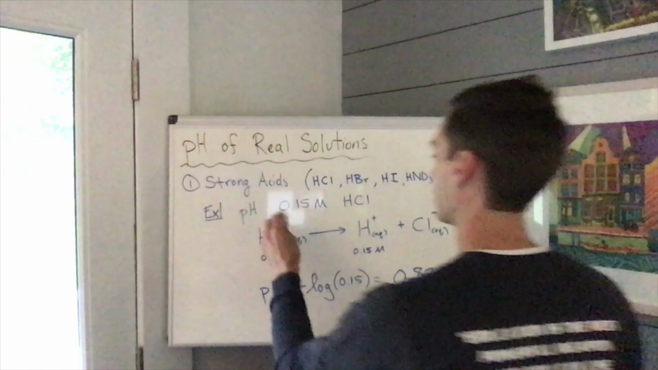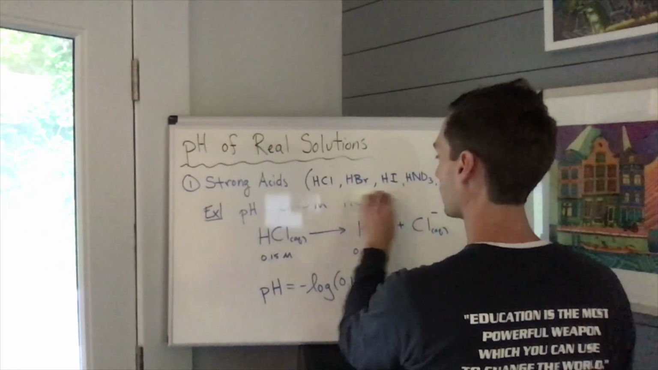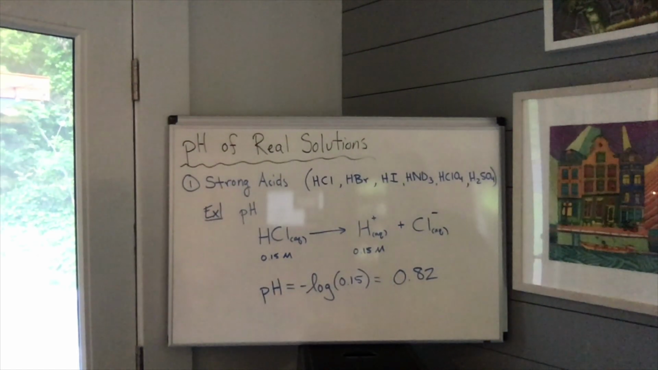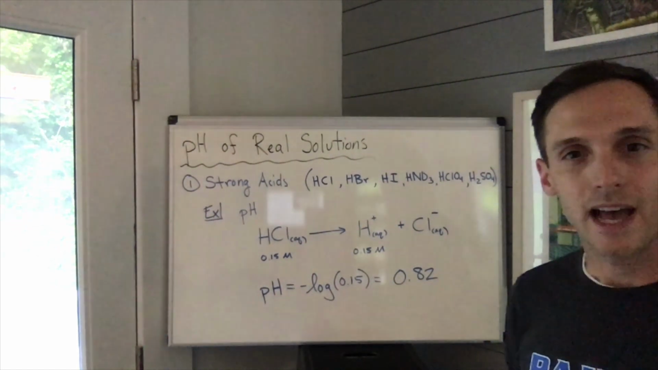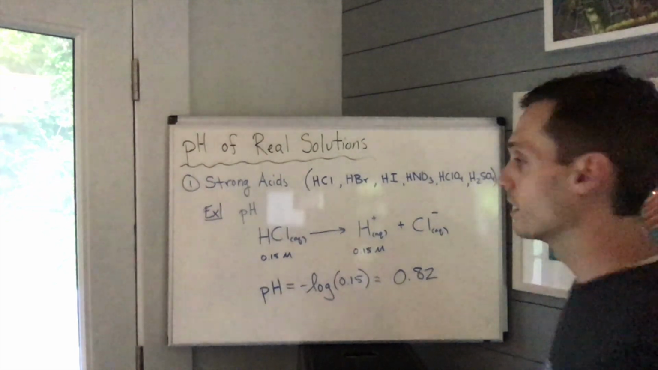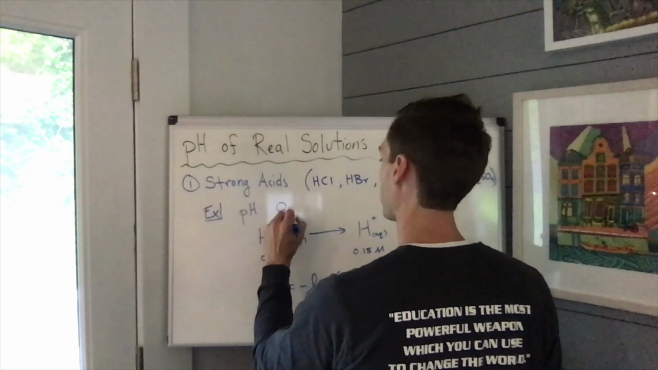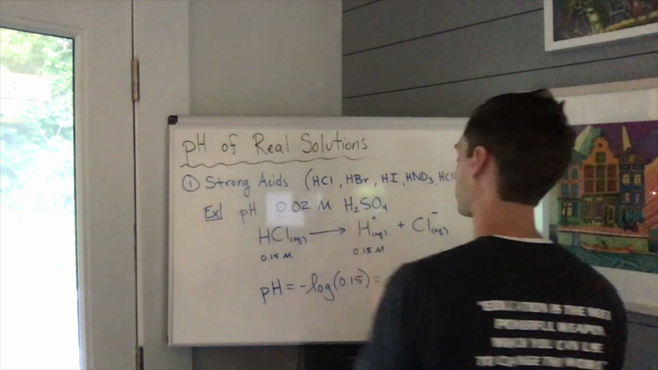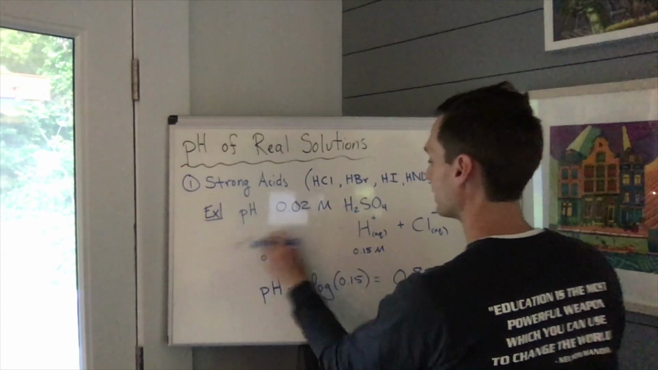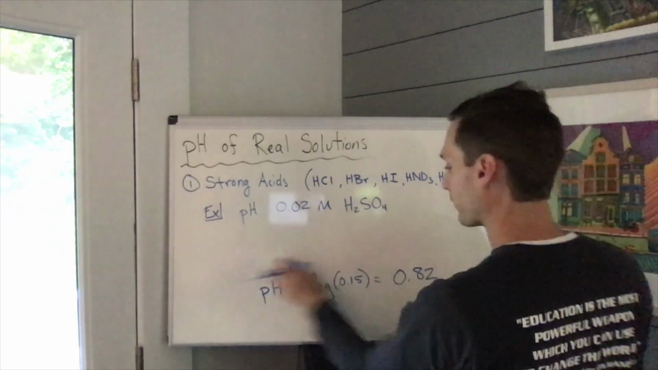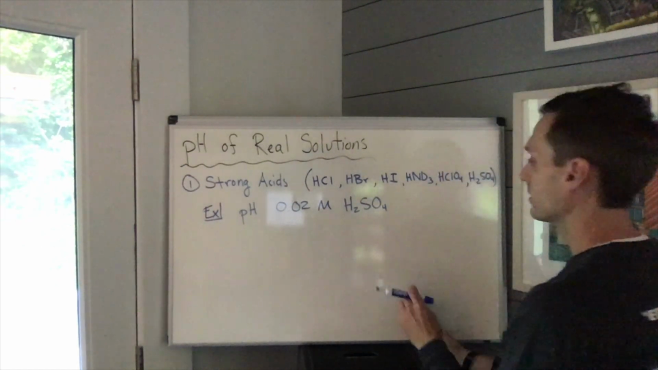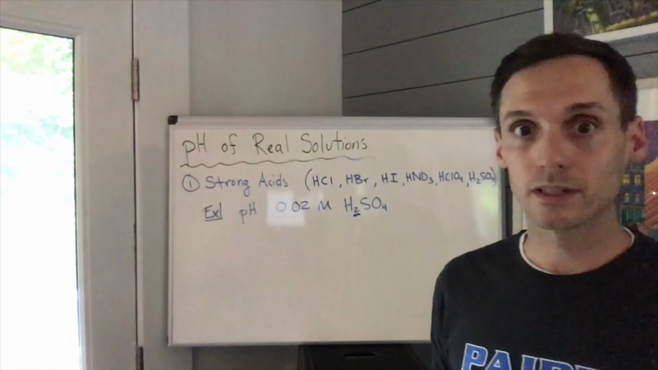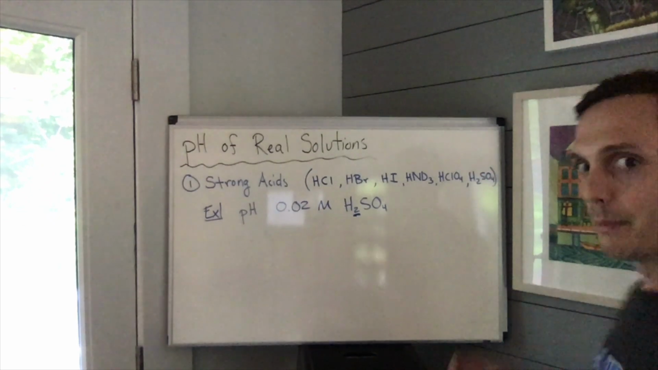Okay, let's do one more. I just want to show you this kind of odd one because it's the only strong acid that we're going to use that has multiple protons. So let's say we want the pH of 0.02 molar sulfuric acid. Okay, and you might think to yourself, well, this might be different because there's 2 H's here, so maybe there's going to be 2 protons donated, but it's not.